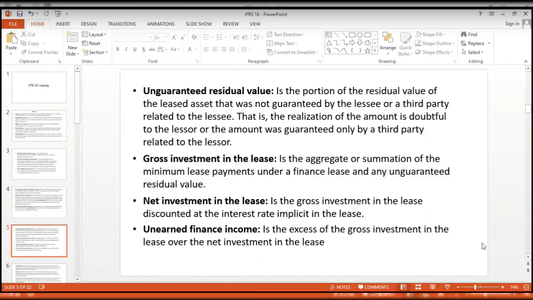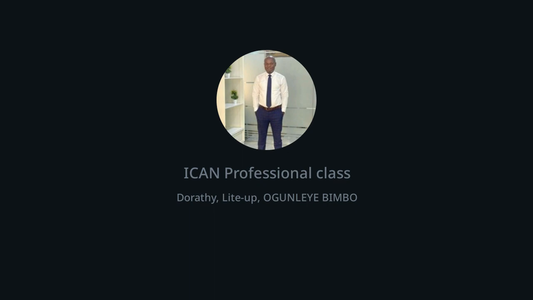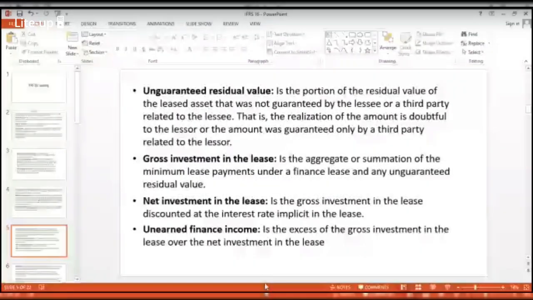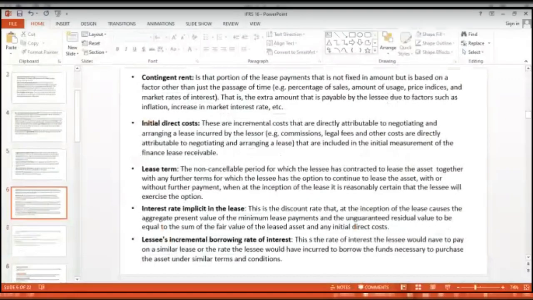So net investment in the lease is the gross investment in the lease discounted at the interest rate implicit in the lease. You will see now that it is also calculated. Unearned finance income is the excess of the gross investment in the lease over the net investment in the lease. That's what we call the unearned finance income. So we go to the contingent rent.